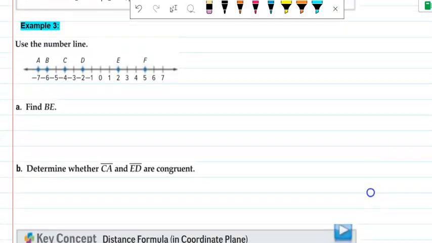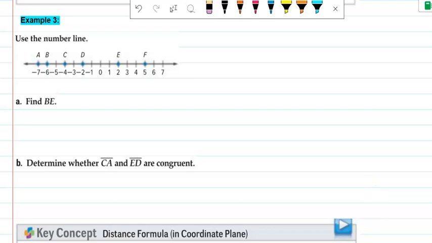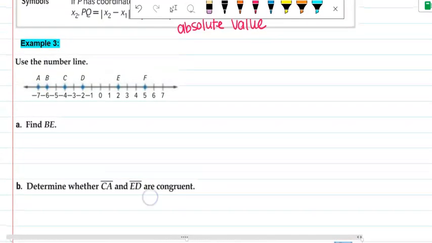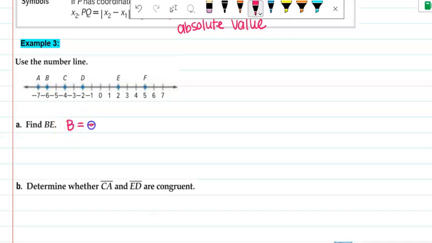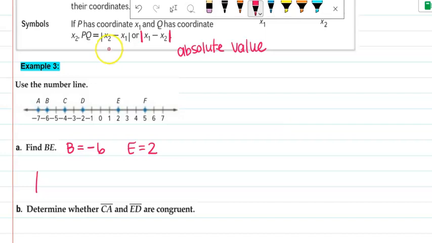We want to find BE, okay? I'll show you a couple ways. B is at -6 and E is at 2. When we plug this into our equation, notice it doesn't matter the order. We could do x2 minus x1 or x1 minus x2. We're taking the absolute value, so that helps. So we're going to do -6 minus 2 in absolute values. That would be the absolute value of -8, which is 8. Okay, so that's one way if you want to memorize the equation.